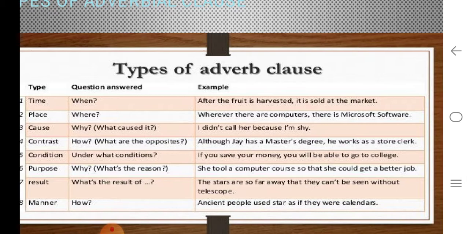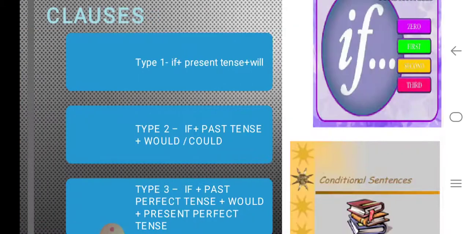When we talk about place, it answers the question where. When we talk about cause, it answers why. Contrast is how, what are the opposites, like how it happened. Condition is under what condition it happened. Purpose is why, what is the reason. And result is what is the ultimate result of it. Manner again is how. So these are different types of adverbial clauses.